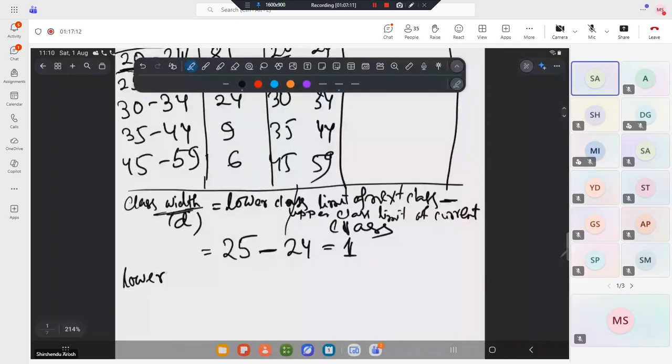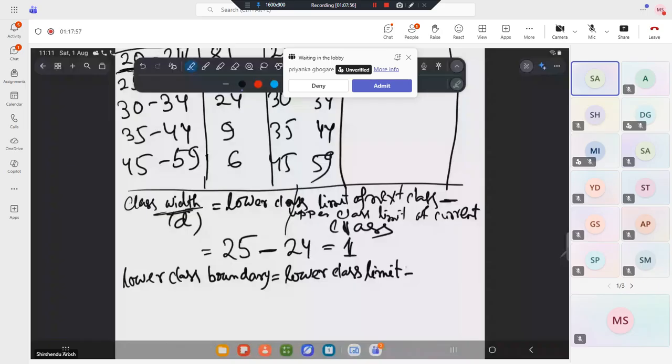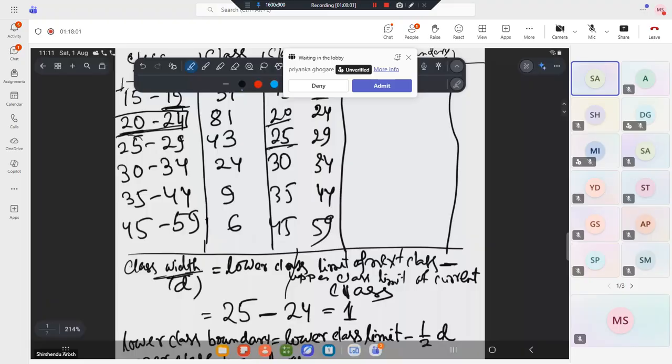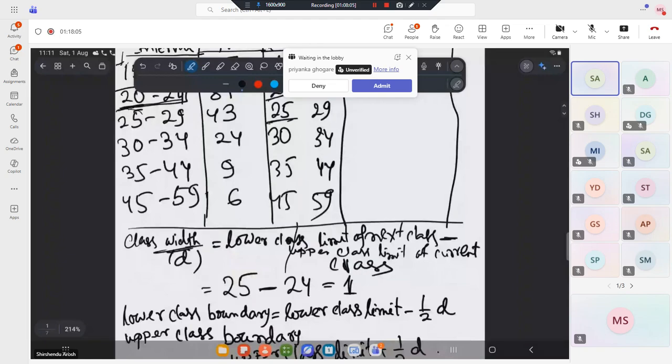Generally this class width D stays the same all over the problem, in 99.99% of cases. So the lower class boundary would be the lower class limit minus half of D, and the upper class boundary would be the upper class limit plus half of D. So this is the scenario. Suppose I take the same example, where the lower class limit is 20. The lower class boundary is the lower class limit minus half of D, that is 20 minus half.